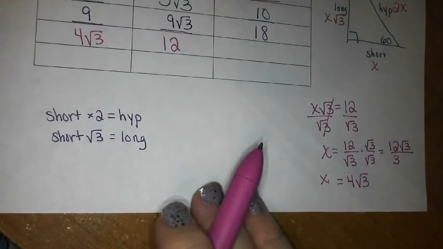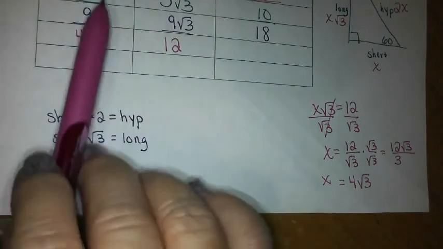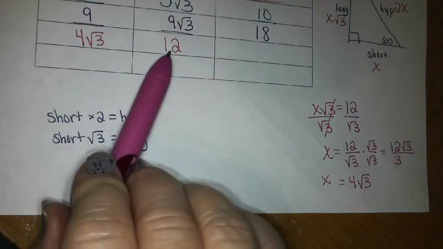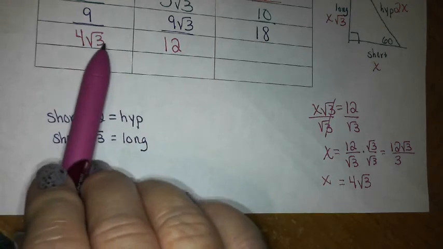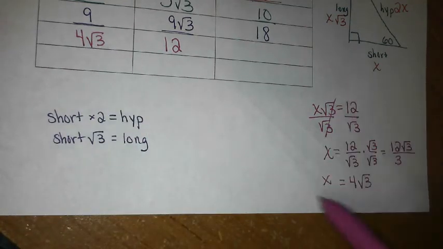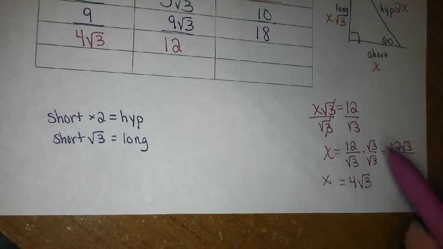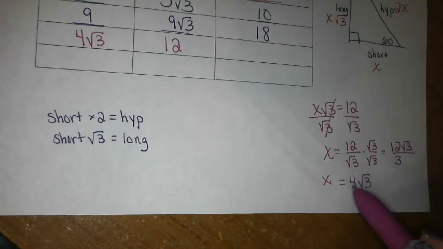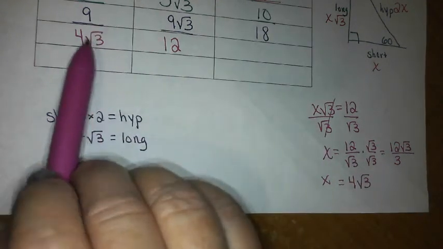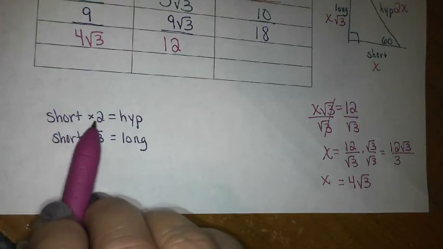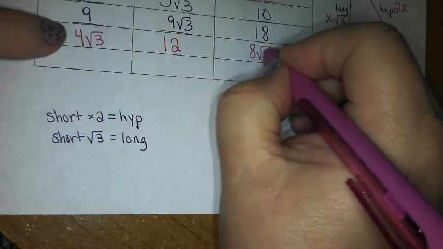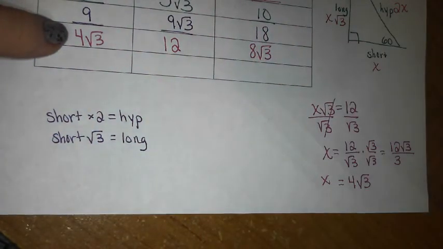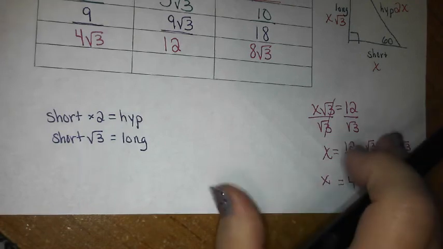Now, do you see a little shortcut there? Notice we've got a root 3 here, so what happened to the 12? I divided by 3, and I multiplied by root 3. You are welcome to go through this process every time, but if you want to catch the shortcut from here to here, I encourage you to do that because that makes it simple. Once I know the short leg, how do I get the hypotenuse? I just multiply by 2. 4 root 3 times 2 is 8 root 3.